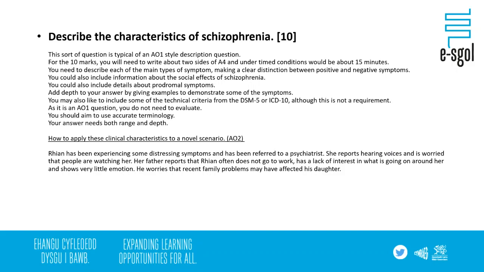So this sort of question is the typical AO1 style description question. It's not asking you to evaluate, it's not asking you to compare or contrast. It literally just wants you to almost brain dump onto the page what you know about schizophrenia. So it is just a describe AO1 question. For the 10 marks, you will need to write about 2 sides of A4, and under timed conditions, you would get about 15 minutes. So a little bit more than a mark a minute, but still timing is definitely something that needs to be considered when writing a question like this.